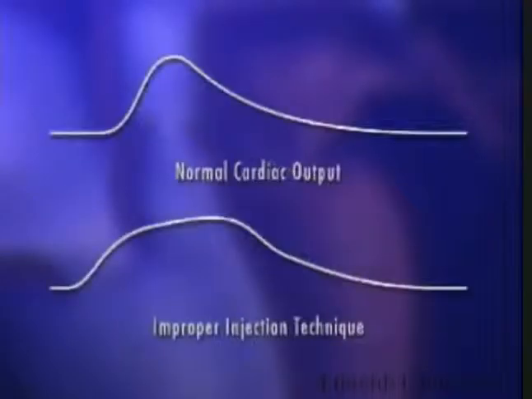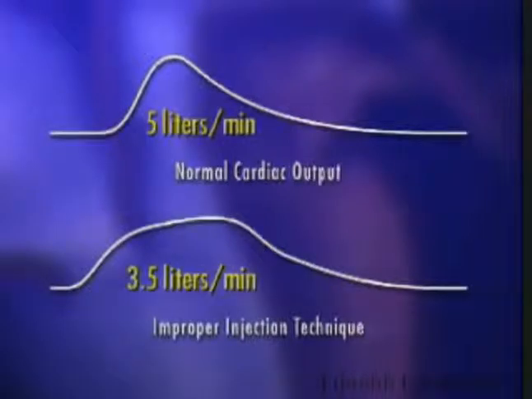Here are two cardiac output curves with differing values. The lower value is inaccurate due to a prolonged injectate time. This produced a longer than normal curve due to a slower upstroke. The result is a lower than actual cardiac output value.